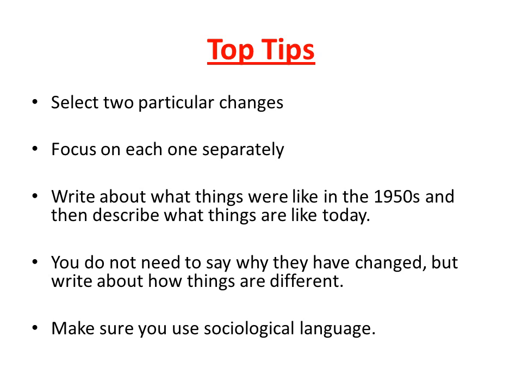Okay, so to start with, I'm going to give you some top tips to include for this particular question. The top tips include, I would select 2 particular changes, and then focus on each one separately, i.e. your paragraph structure. So 1 paragraph on 1 change and your 2nd paragraph on another. Write about what things were like in the 1950s and then describe what things are like today. So there will be a contrasting element to it, and I'll bring that into maybe your final paragraph as well as within your paragraphs of writing.